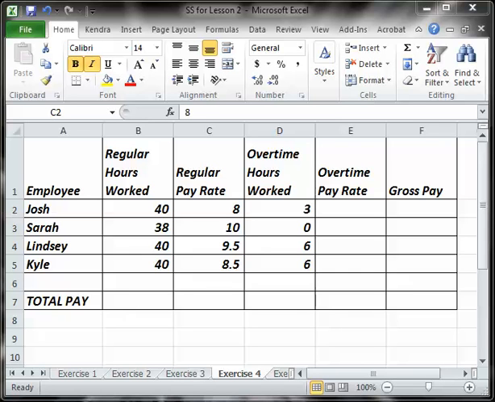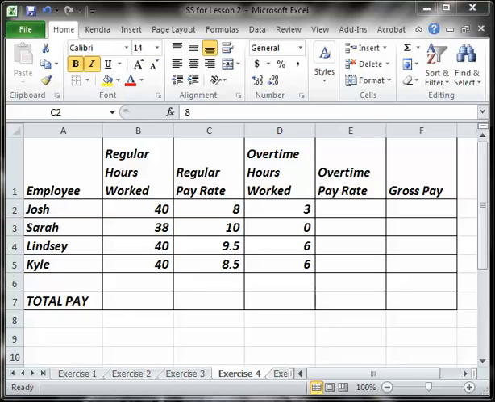For exercise 4, we're just going to use all those skills that we have learned so far through exercises 1 through exercise 3. So we have here a spreadsheet that's showing the wages for 4 employees of the Splash Water Slides. So let's just start with Josh here. Josh has worked 40 regular hours during 1 week, at which he gets paid $8 an hour.